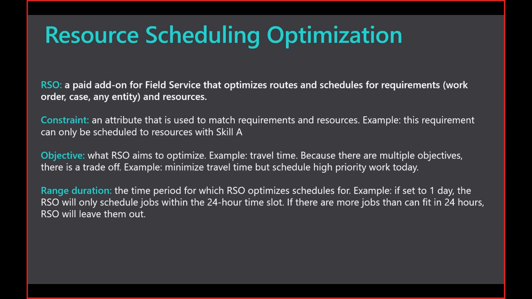So let's say we want to minimize travel time, but we also want to make sure that high priority jobs are scheduled. So in this case, we need to weigh what's more important. Is it more important to minimize travel time, or is it more important to have high priority work scheduled?